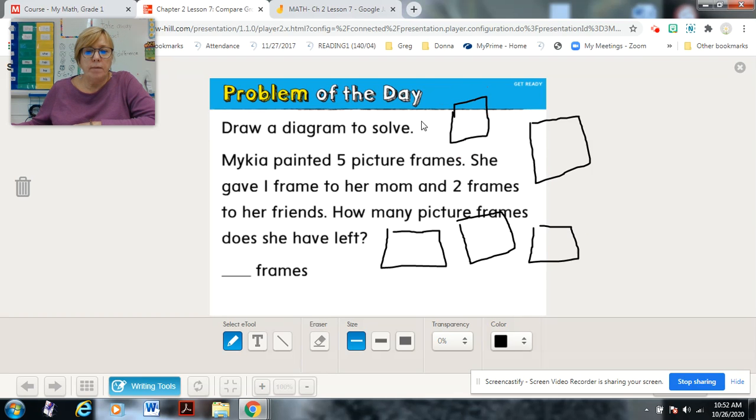She gave one to her mom. Okay, so we're going to X that out. And 2 frames to her friends. 1, 2. How many picture frames does she have left? Now, so we know that she gave a total of 3. I would like you, looking at this picture, our math picture here, to pause and print the subtraction number sentence for this story. Pause and come back and check.